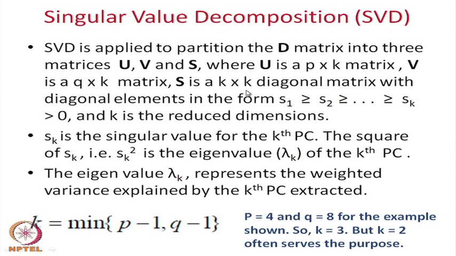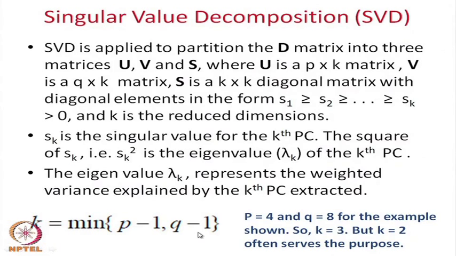These diagonal elements of S are S 1 greater than or equal to S 2 greater than or equal to S k, where k is the reduced dimension. What we are trying to say is, we have a 4 cross 8 matrix and there is dependency, and because of this feature, this matrix can easily have reduced dimensions. So, what is that reduced dimension?